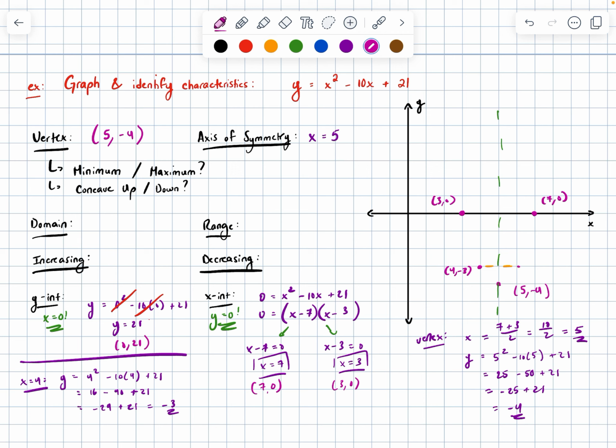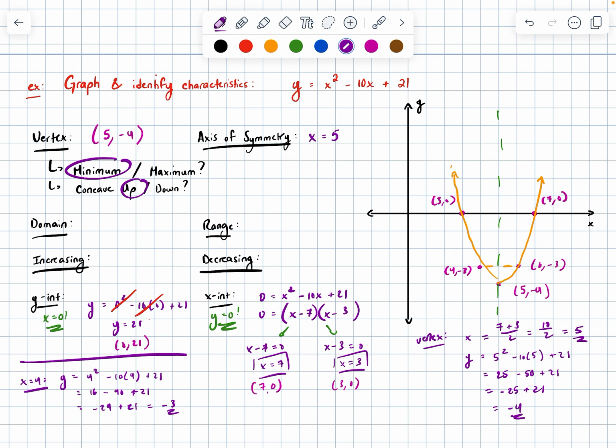Last but not least, by symmetry, I went 1 to the left to find this point. There should be a companion point, 1 to the right, at 6, negative 3. Last move, I'll, to the best of my ability, draw in my parabola, pretend it's beautiful and perfect, and we've got our graph. All I need to do now is identify my remaining characteristics.